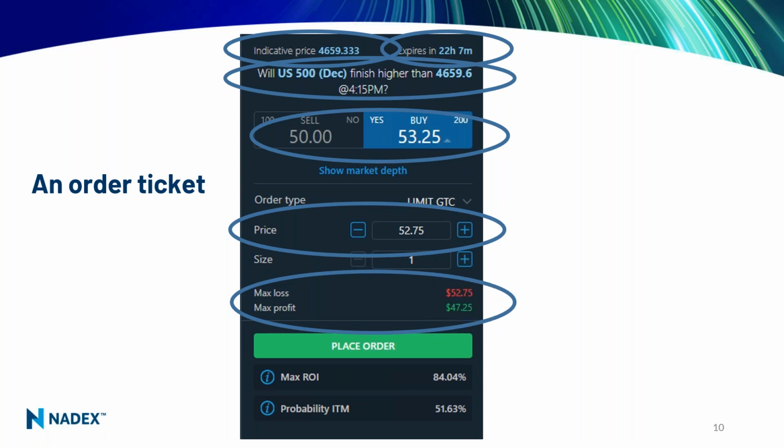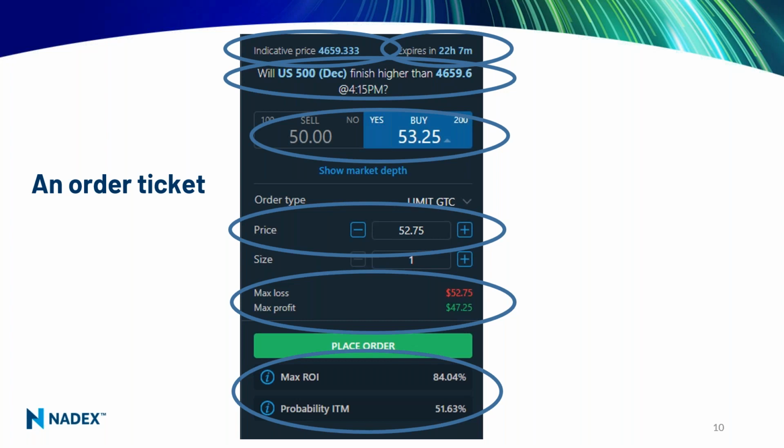If I bought it, I would be risking $52.75. Now, what's my maximum profit? My maximum profit is it goes to 100, so I could potentially make $47.25. Now, what do we also give you at the order ticket at the bottom? If I'm buying, the midpoint here is 51 5/8, 51.625. There's a 51.63% chance that this is going to finish above the strike price and go to 100. Meaning there's a 49.375 chance that it will not finish above there and it will go to 0.